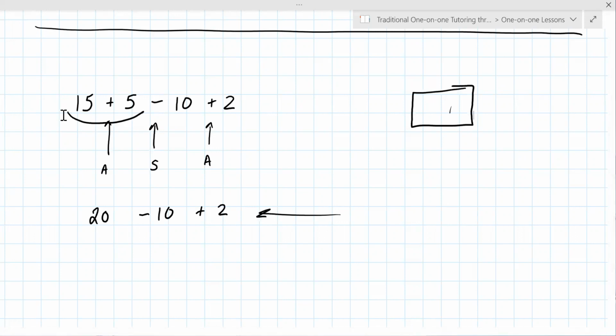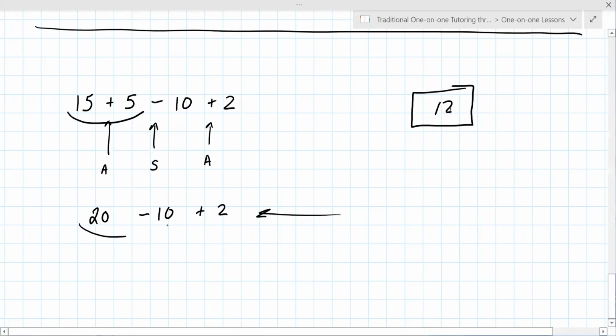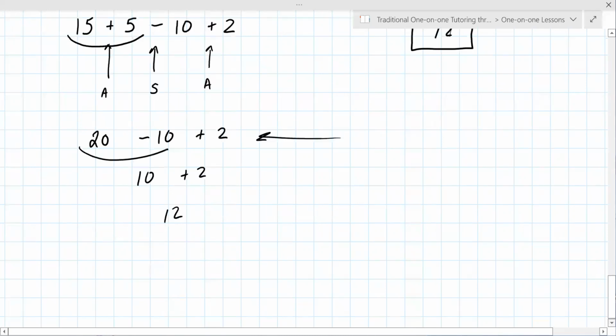My final answer is 12. 12 is correct. Okay. So 20 minus 10 is 10. 10 plus 2 is 12. Perfect. Okay. All right.